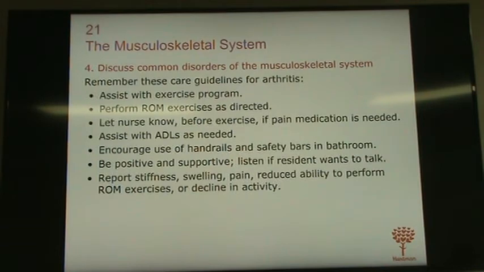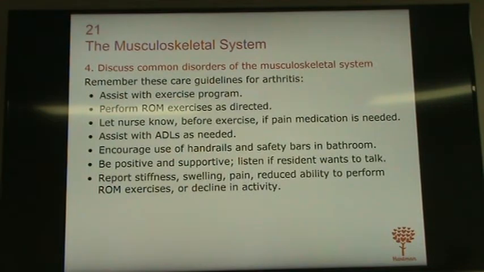Try to assist them with range of motion. Be careful when you're doing exercises with someone who has arthritis, because they're going to be in pain. So move slowly and watch their face to see if they're grimacing, their facial expression tells you they're in pain. Then you should stop, or have the charge nurse give them pain medication before you do the range of motion exercises.